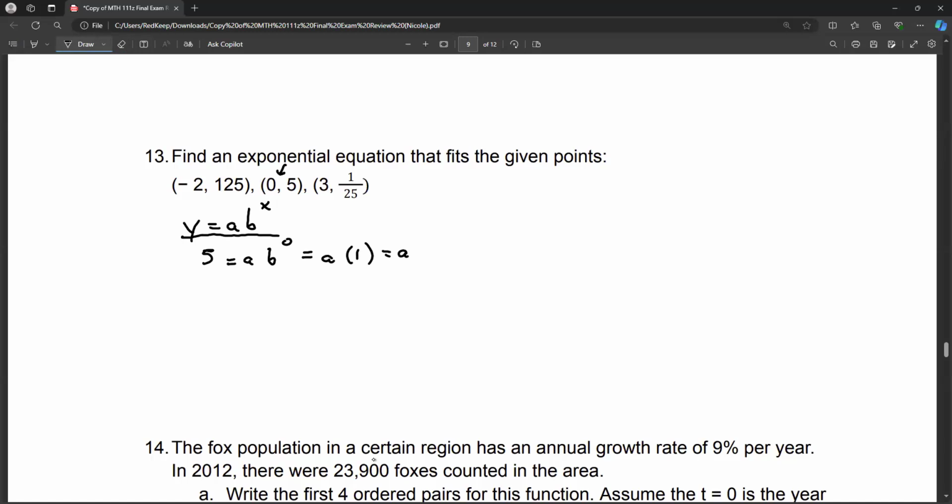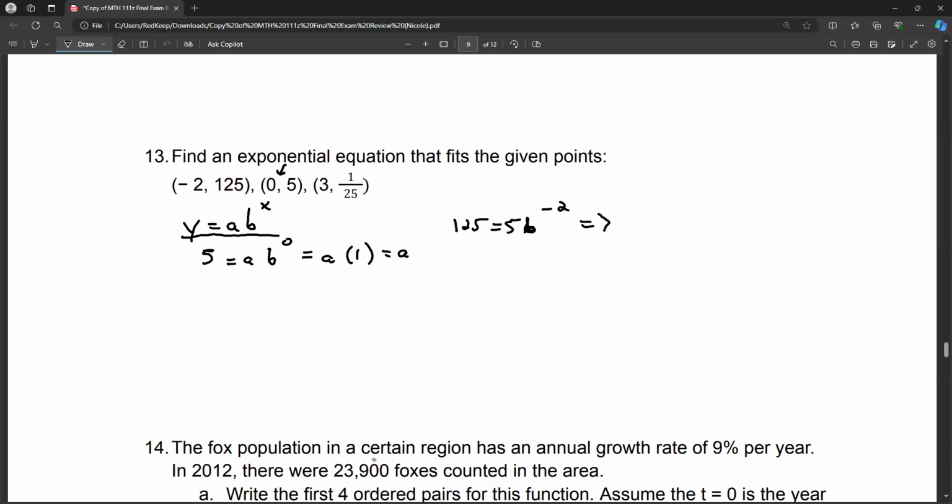So perfect. We can update our equation now. We see that a is equal to 5. b is still unknown. That's supposed to be a b, not to be mistaken as a 6. So the next one that I chose to use was the point (-2, 125), the first point given. So the output is equal to 125, and the input is -2.